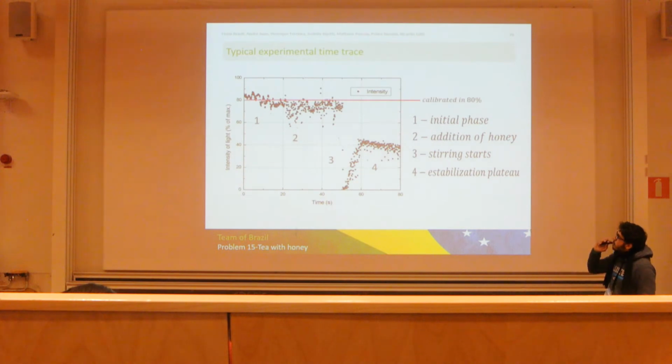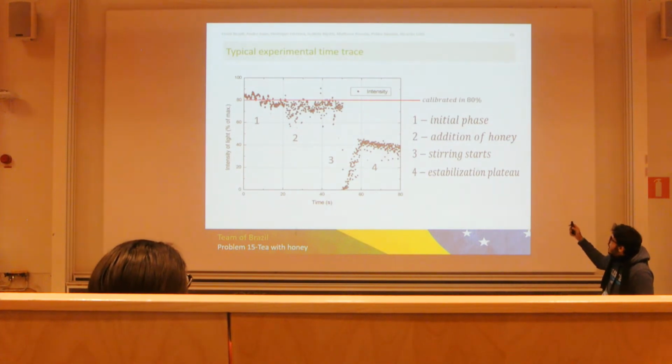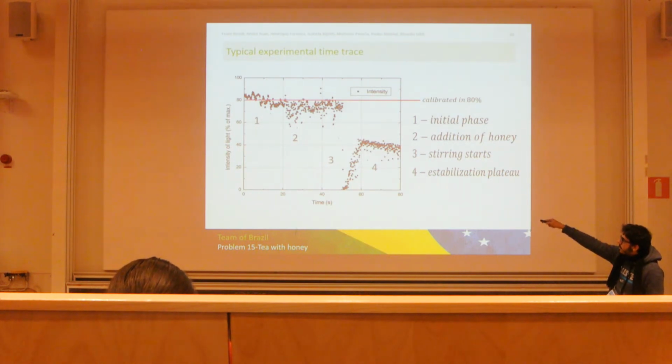And this is a typical experimental time trace. As you can see here, in 1, we have the initial phase. In 2, we have the addition of honey. As I said, we have a decrease in the intensity of light. At 3, the process of stirring starts, and then in 4, it reaches the stabilization plateau.